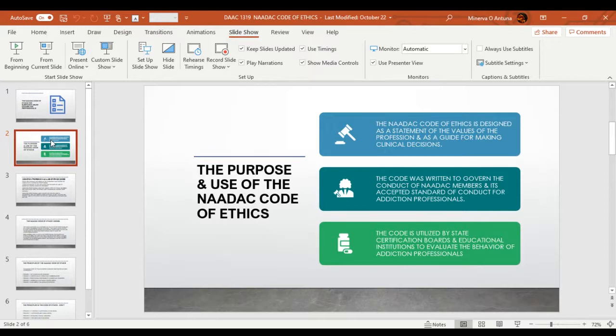And so the code is utilized by state certification boards and educational institutions to evaluate the behavior of addiction professionals. So the state certification board has certain criteria that you must follow, first of all, to be identified as a professional in this field, and second of all, the conduct that is needed to be carried out during the time that you're practicing in this field. And the educational institutions say there's certain things that you have to cover in the academic curriculum to be able to assure that your addiction professionals are demonstrating the appropriate behavior.